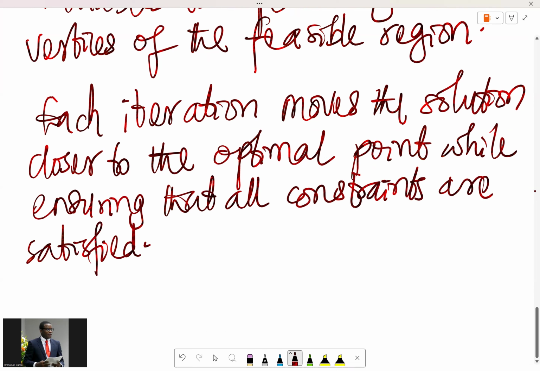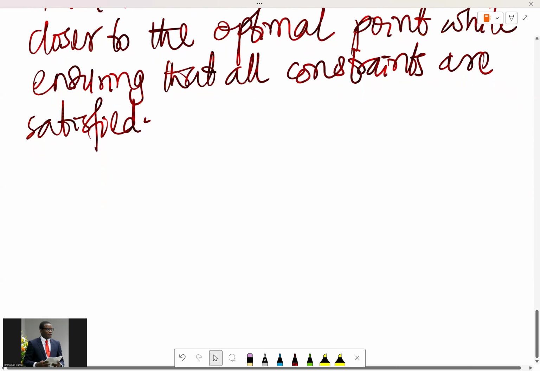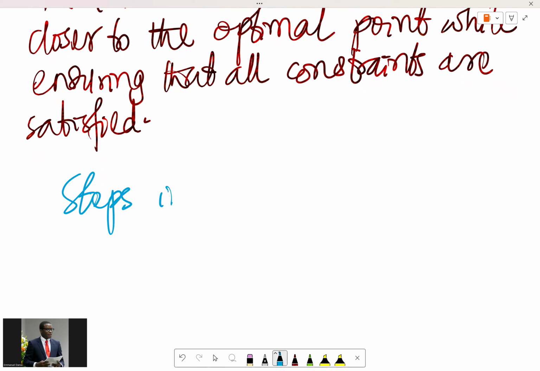Based on this explanation alone, you can agree with me that if you have two variables, the best way to go is still the graphical method. But since the graphical method cannot handle three variables upwards, you can consider this one. Of course, you can still use this method for two variable problems. So let's look at the key steps in the simplex method.